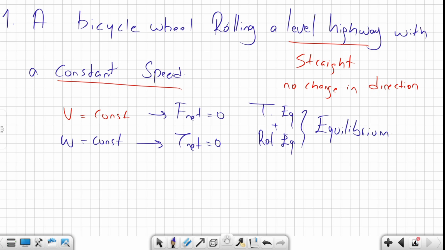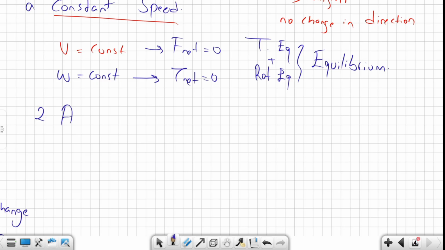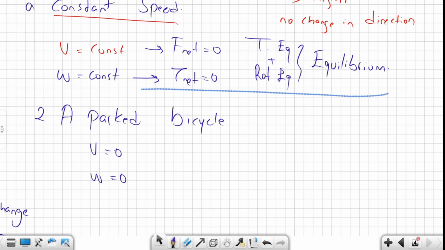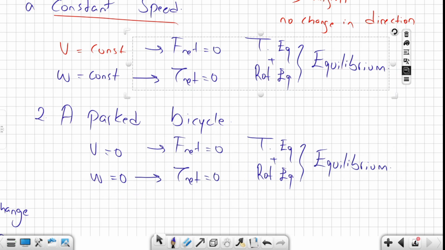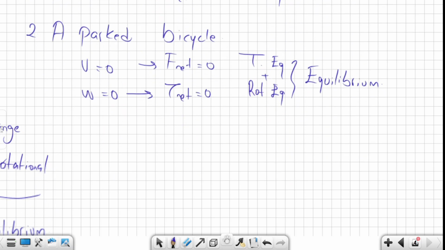The second example is a parked bicycle. Since the bicycle is parked, both V and omega are equal to zero. Since velocity is equal to zero, net force is equal to zero. So it is in translational equilibrium. Omega is equal to zero, and then net torque is equal to zero, so it is also in rotational equilibrium. Since we have both, it is in complete equilibrium or simply equilibrium.